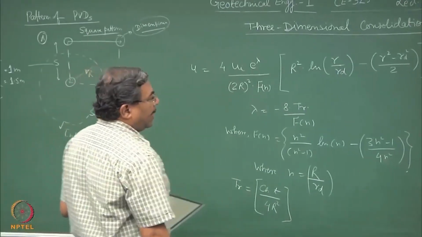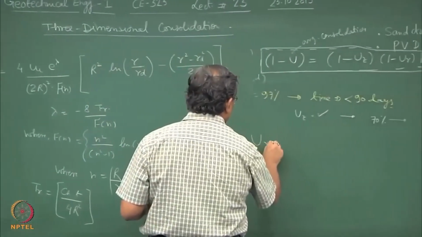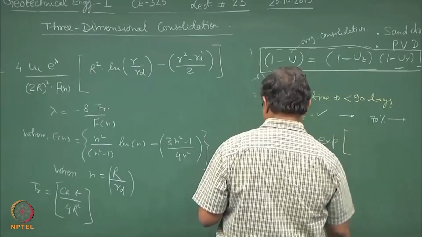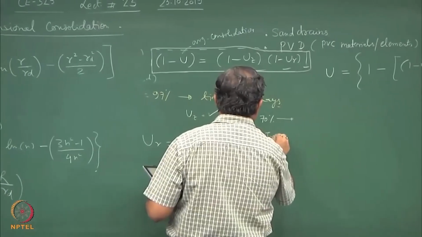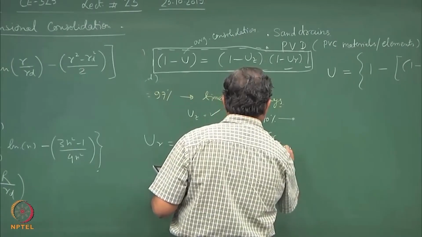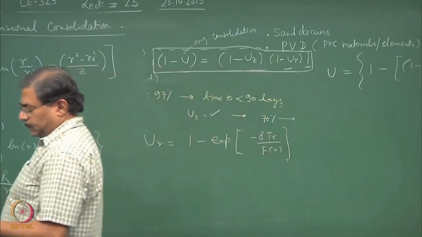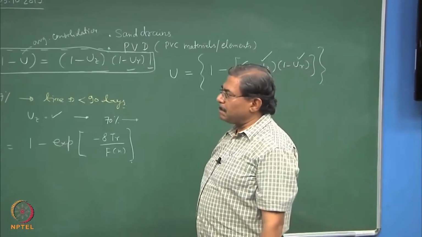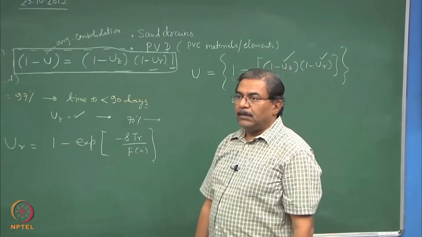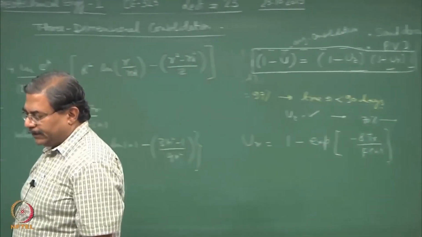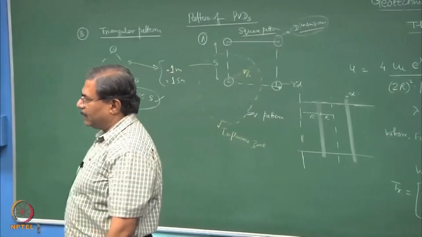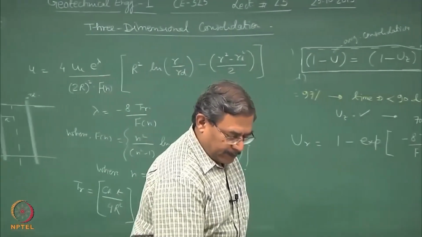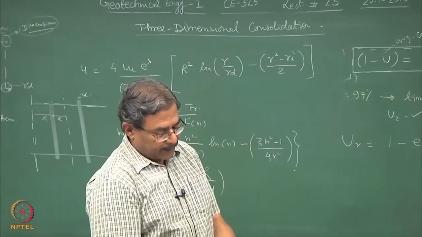And hence UR can be defined as 1 minus exponential minus 8 times Tr upon Fn. Now, this becomes a very interesting design problem. So, just try to understand the steps which are involved in this, and then you can be a perfect designer. I mean, this is the most state of the art. People are using it in the field every time, in every project in the country.